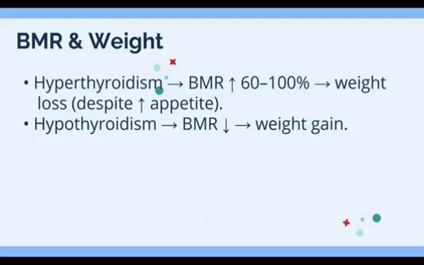BMR and weight. In hyperthyroidism, as we talked about previously, basal metabolic rate increases about 60 to 100%. So there is weight loss. Though the patient has increased appetite, he or she may have weight loss. And in hypothyroidism, in contrast to that, basal metabolic rate decreases and the patient may have weight gain.